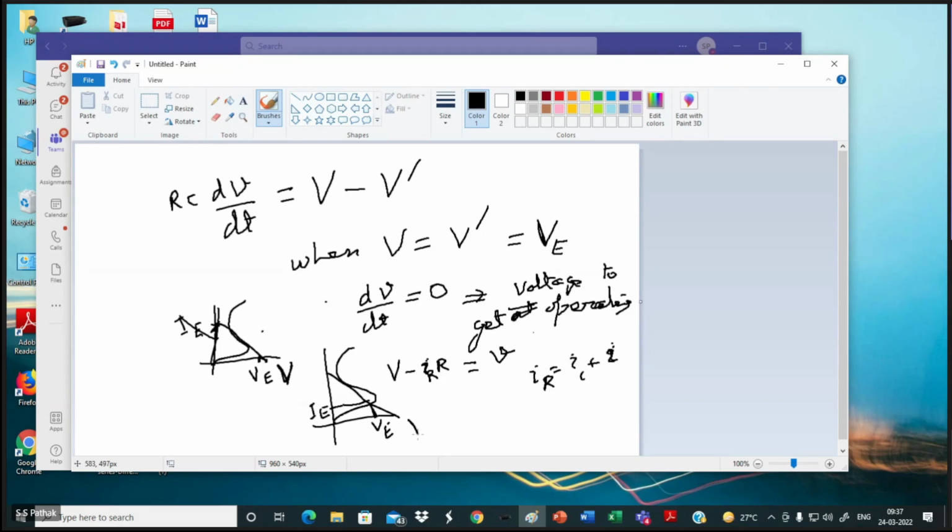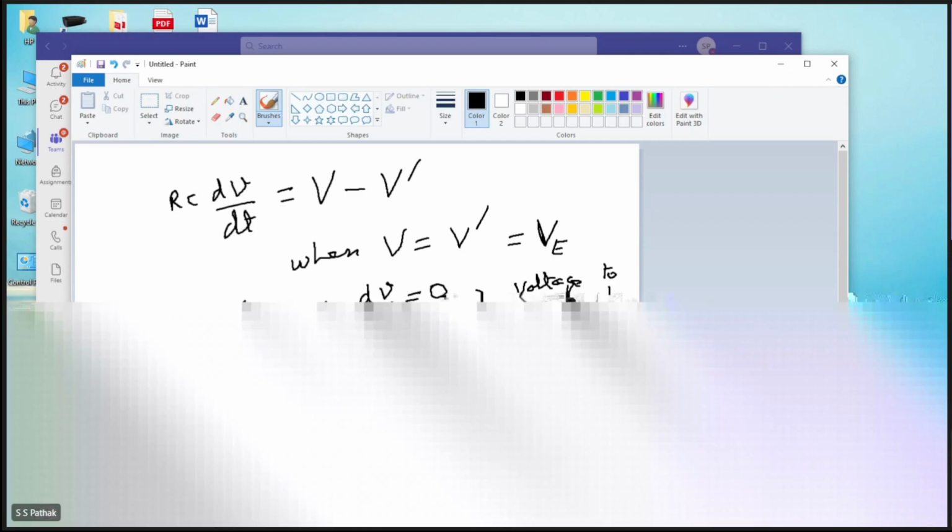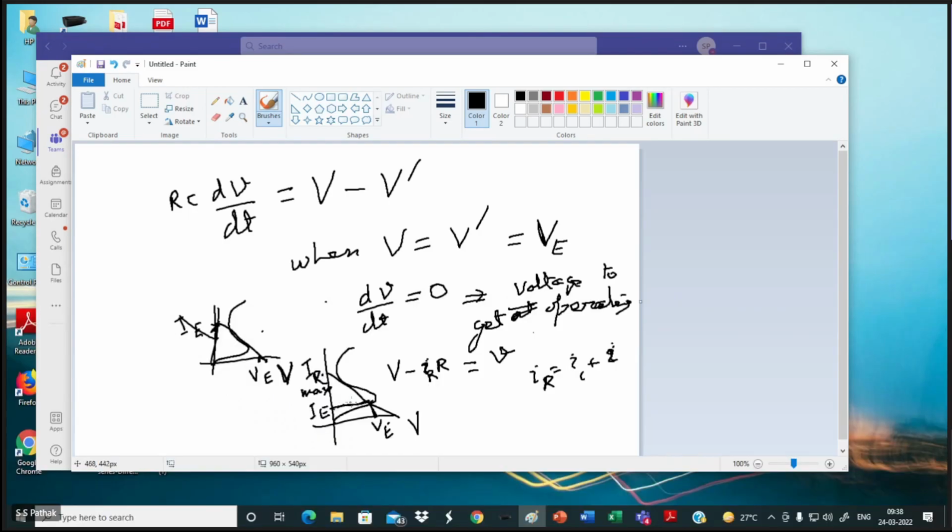Operating point. This is the voltage V I have applied. And this voltage and this current is for IR maximum. IR maximum is this. I drawn the load line. So this intersection point becomes your IE, this becomes your VE. That is the equilibrium point. So the supply voltage, if it is your VE, I am at the equilibrium point. But if supply voltage is not VE, is something V, then what is going to happen? That's what we are going to see.